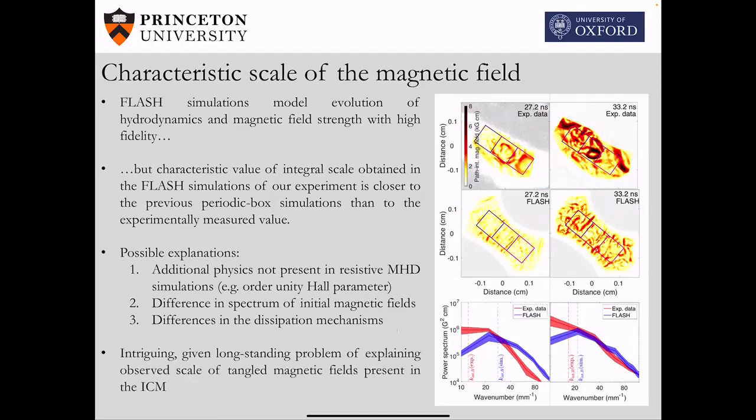Needless to say, we found this quite an intriguing result given the long-standing problem of explaining the observed scale of magnetic fields present in the ICM. More specifically, it seems that in current ICM simulations, the characteristic scale of the fields can often end up being resolution dependent. And so working out how, as I mentioned at the beginning of the talk, those fields transit from small scales to large scales is an outstanding research problem. And it's just quite interesting that the scale of the fields observed experimentally in this case were larger than in the MHD FLASH simulations of the same situation.